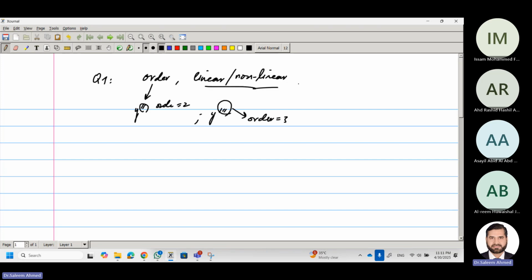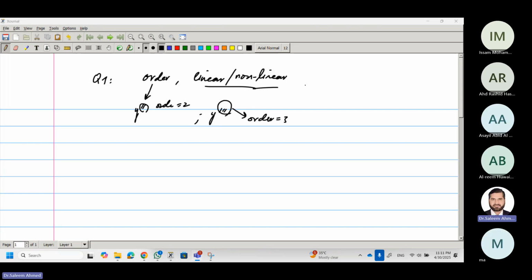And then linear, non-linear: if you have y prime, y double prime, all the derivatives, if they have power 1 only, if they do not have more than power 1, and no product terms of these, okay? Then it is linear. Otherwise, it's non-linear, right?